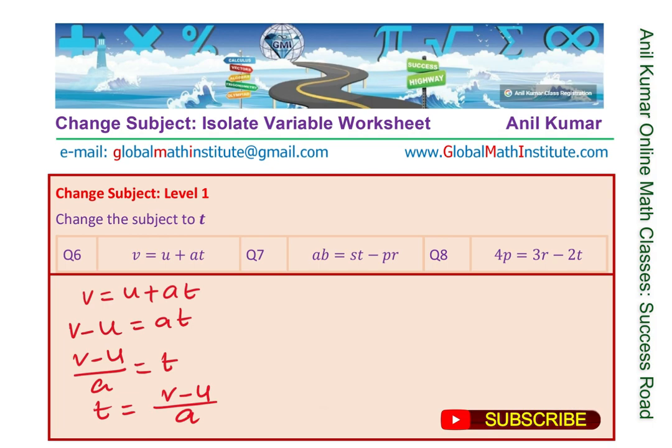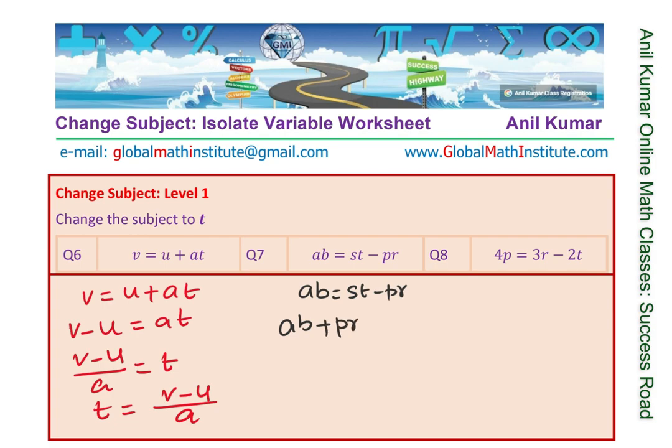As simple as that. The next one here, which is ab equals st minus pr, we can take pr to the left side, so it becomes ab plus pr equals st, and now dividing by s, we can isolate t. Let me write t on this side. Now we get ab plus pr divided by s, right? That's how we should do it. Correct? I hope you're getting the steps. So this is for your practice.